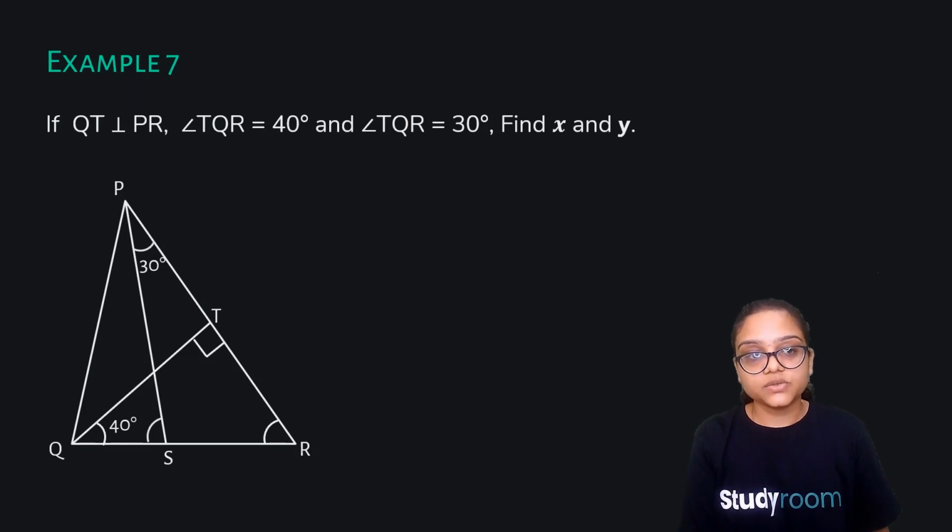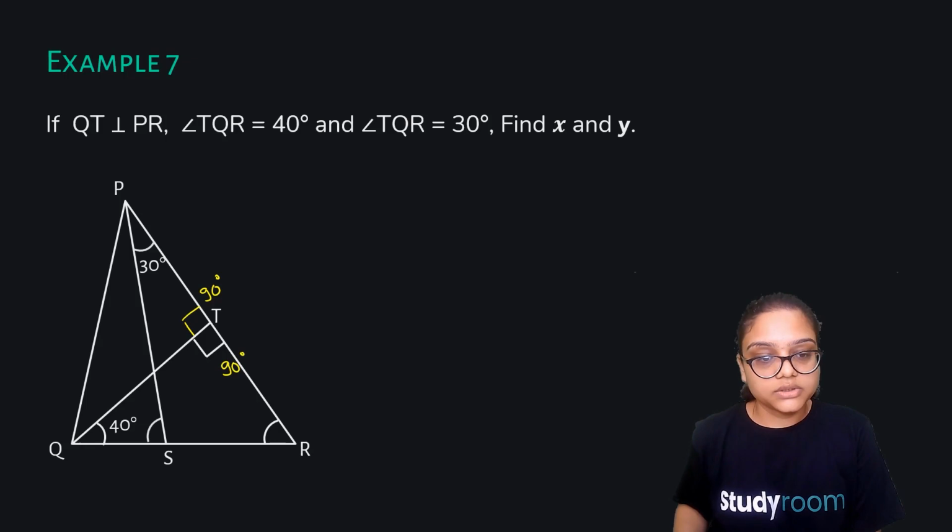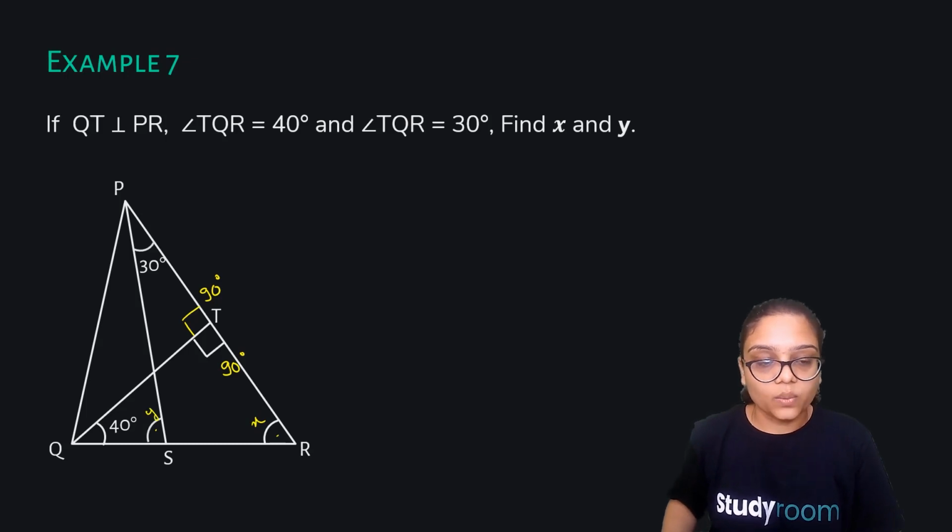Correct? So in the next question, it is given that QT is perpendicular to PR. When you learn that it is perpendicular, just write it as 90 degrees. It's far better. You just know these angles: angle TQR is 40 degrees, and angle PSR is 30 degrees. Now we need to find these angles. We are supposing that this is X and this is Y. Now, since we know this angle and this angle, we can find this angle.